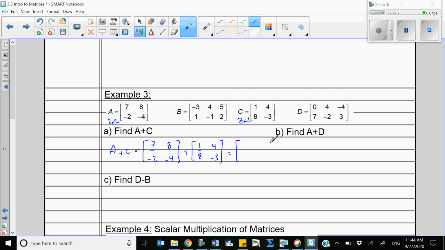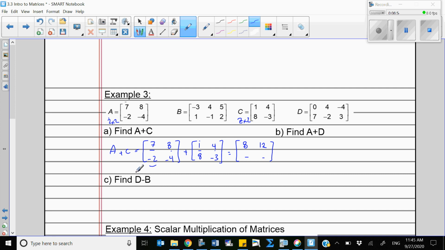So I'm going to have one single matrix as the answer. The elements of this matrix are going to be 7 plus 1, 8. 8 plus 4, which is 12. So you are adding the corresponding elements or corresponding entries.